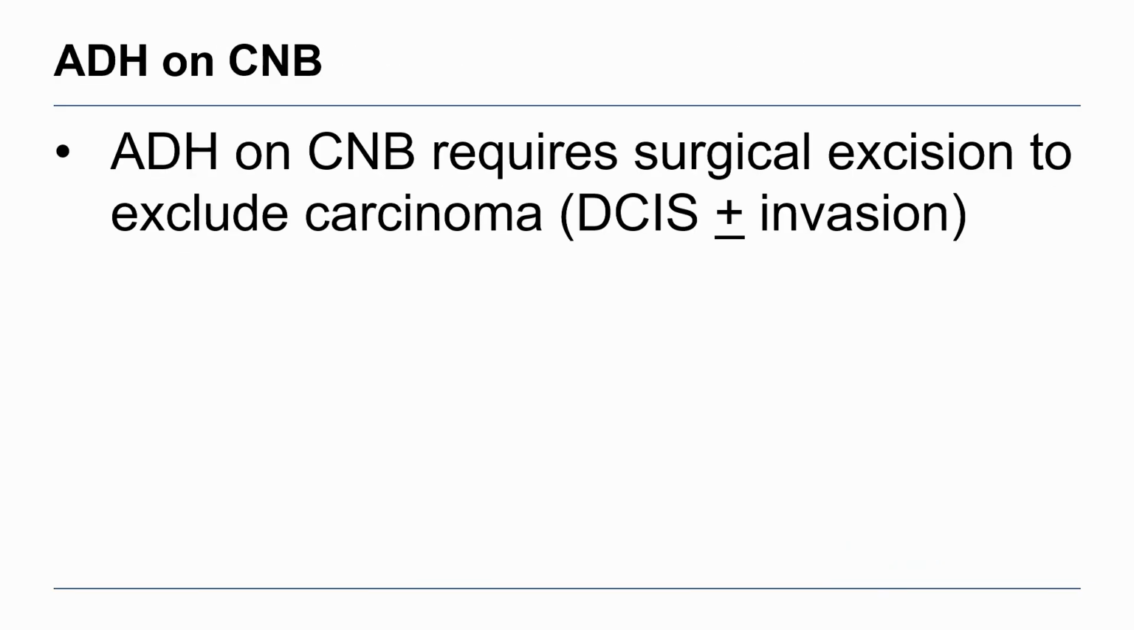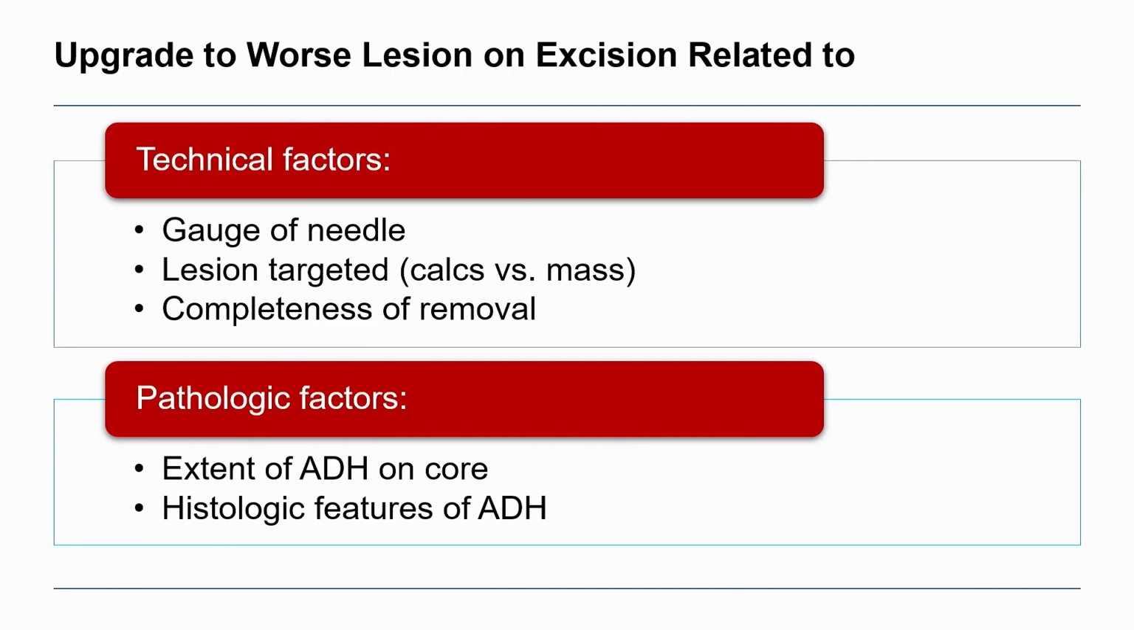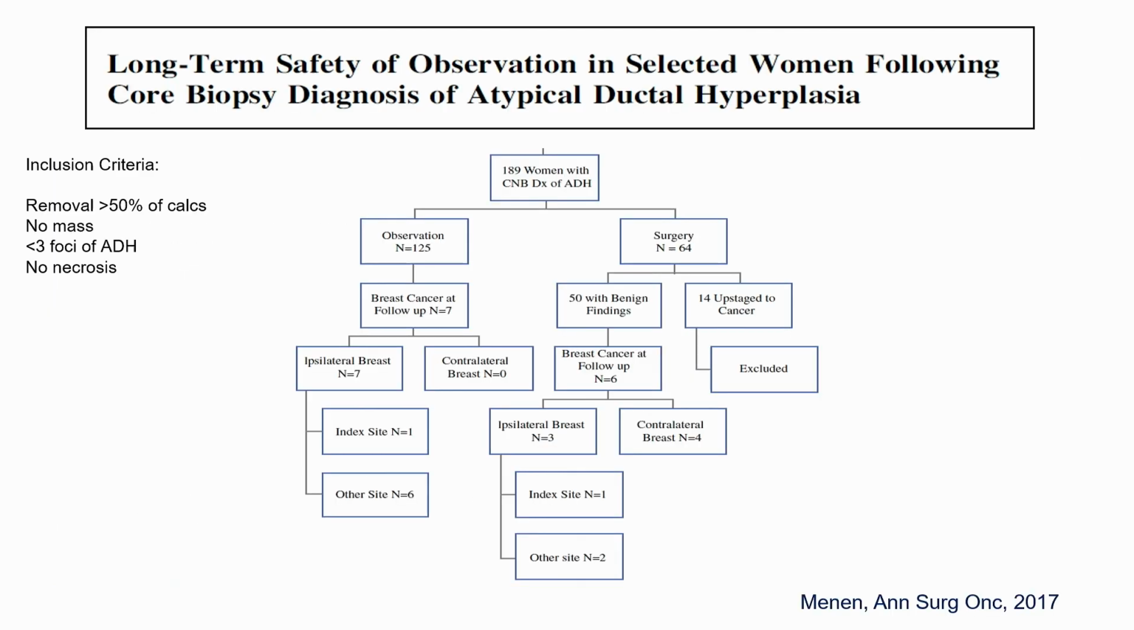Finally, atypical ductal hyperplasia on core needle biopsy. This does still require excision to exclude carcinoma because of higher upgrade rates. So upgrade to a worse lesion can be related to technical factors such as how large a gauge needle you've used, whether the lesion targeted were calcifications or a mass. If it's a mass, it's more likely to have an upgrade. Completeness of removal: if all the calcs are removed, then you're less likely to have upgrade to carcinoma. And then pathologic factors such as how much ADH is present and whether it's micropapillary ADH, those things can be indicators of whether the lesion will upgrade.